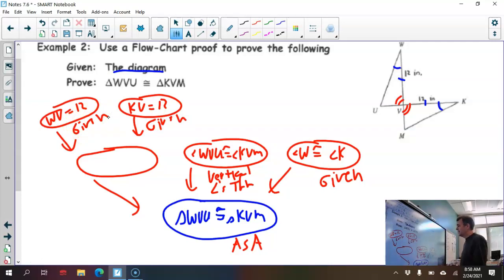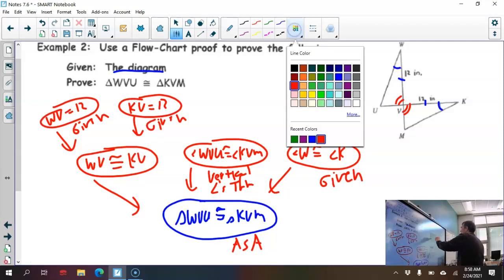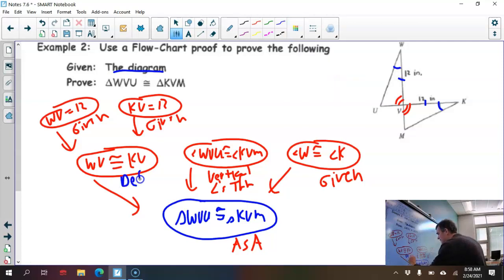And now that I know they both equal 12, can I say they're congruent? Sure I can. Now I can say WV is congruent to KV. Do you know why? If they both equal 12, does that mean they're congruent? It does. They are congruent because of the definition of congruent, which is they have equal measures. So first I said they had equal measures, then I can say they're congruent because of that. And I have finished the proof.